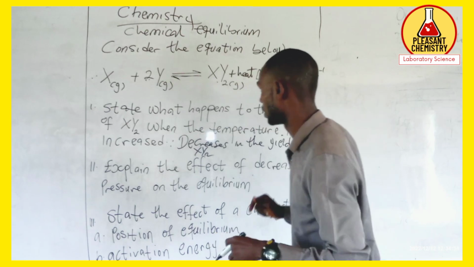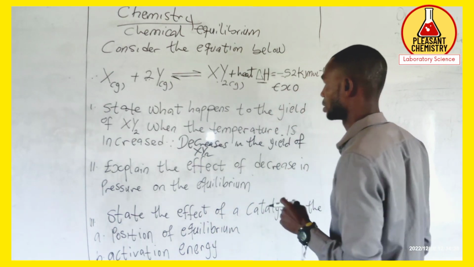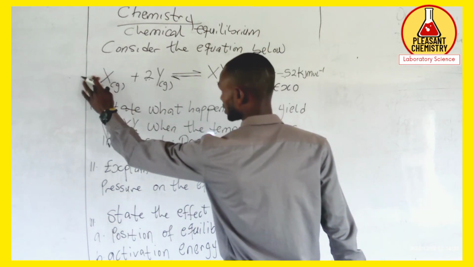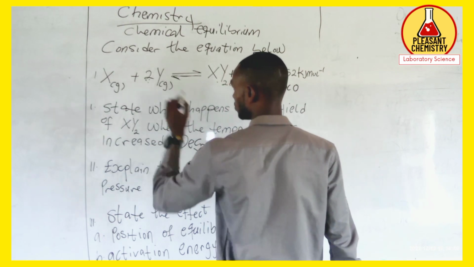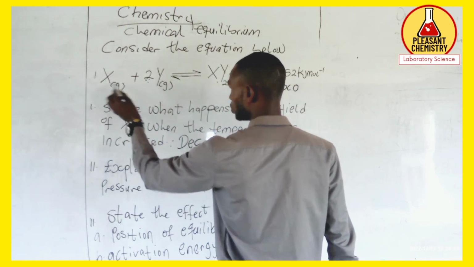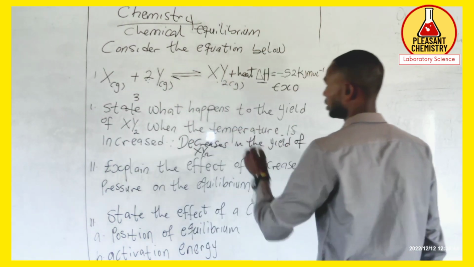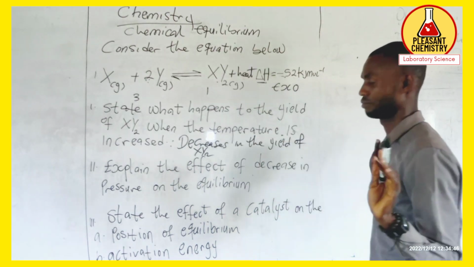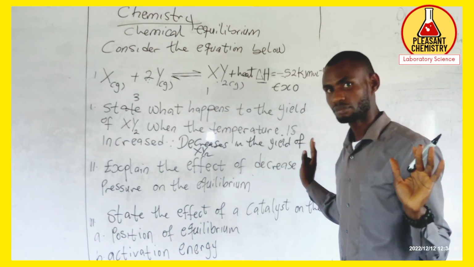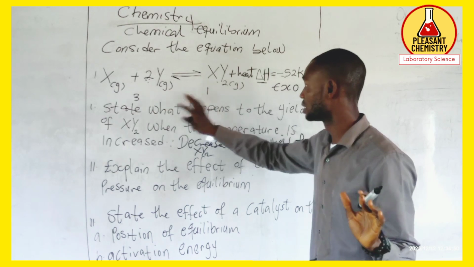So in this case now, let's take the differences in number of moles. Here we can just say the number of moles here is 1, the number of moles here is 2. So 2 plus 1, we have 3 moles here, and then we have 1 mole here. Automatically we have a difference in the number of moles.